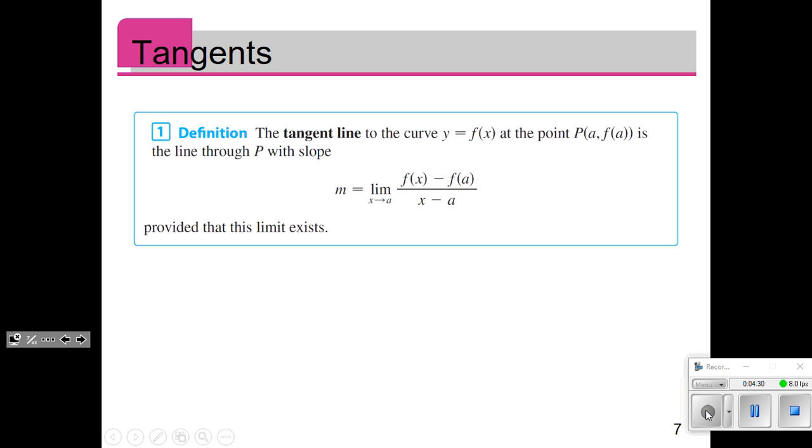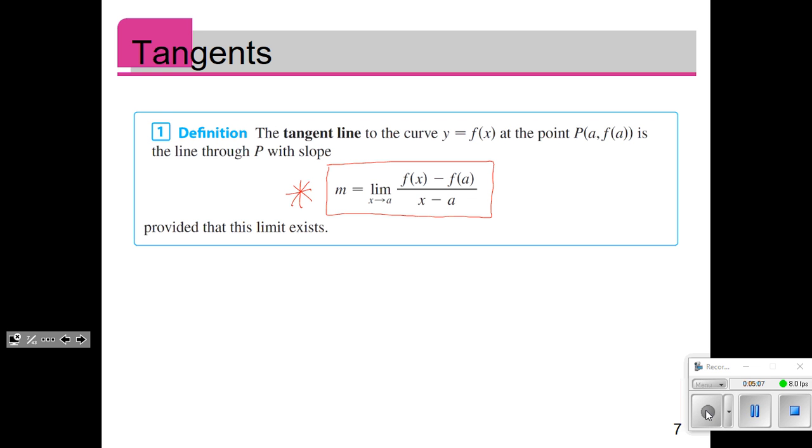So this is a biggie. This is the limit. That's why we spent several sections talking about limits. The limit as x approaches a. Again, this is an equation for slope. This is definition 1. The tangent line to the curve y equals f of x at the point P, which is a comma f of a, is the line through P with slope, the limit as x approaches a of f of x minus f of a over x minus a.